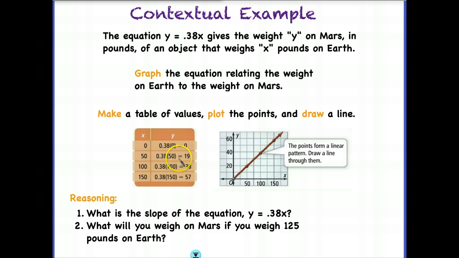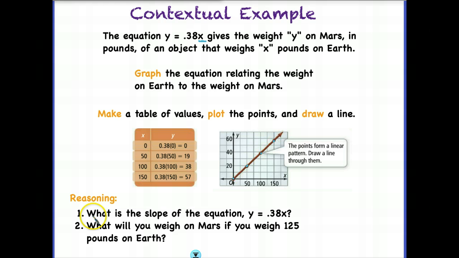And 50 times 0.38 gives us 19, right? The 50 gets plugged in here for the x value. Then I chose 100. 100 times 0.38 is 38, and then I chose 150. 150 times 0.38 is 57. So now I can plot these points. Right here is my 0, 0. Then I go 50, 19 is about here. And then 100, 38 is about here. And 150, 57 is here. Notice the points form a linear pattern. We would draw a line through them. And we have now graphed the relationship between the weight on Mars to the weight on Earth.